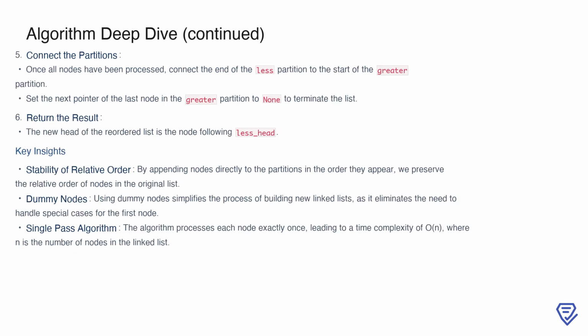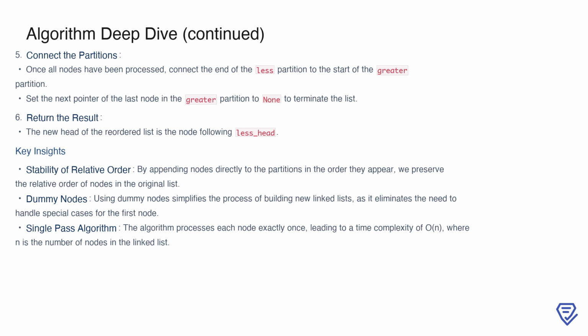After traversing the entire input list, the next step is to connect the two partitions. We attach the end of the less than partition to the start of the greater than or equal to partition. Additionally, we ensure that the last node in the greater than or equal to partition has its next pointer set to None, which properly terminates the linked list. The final result is returned by pointing to the node that comes after the less_head dummy node.